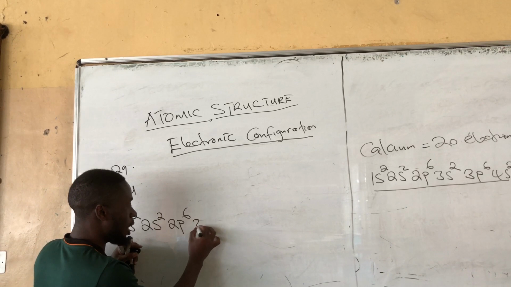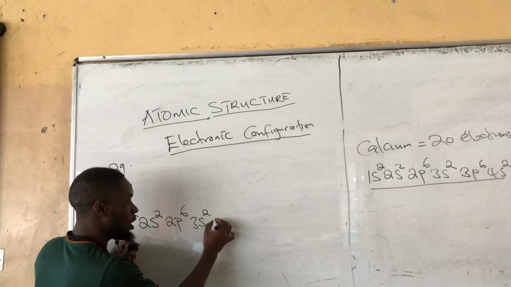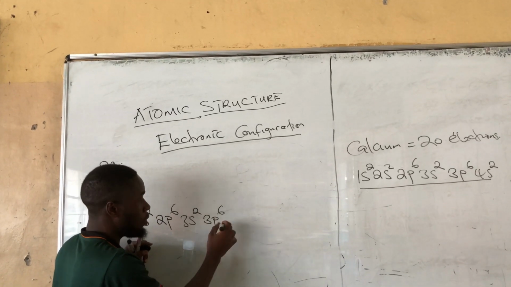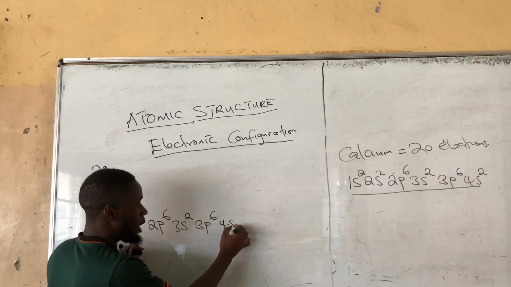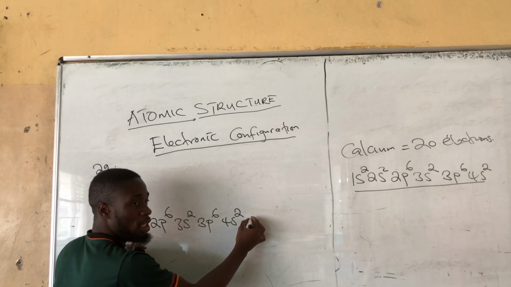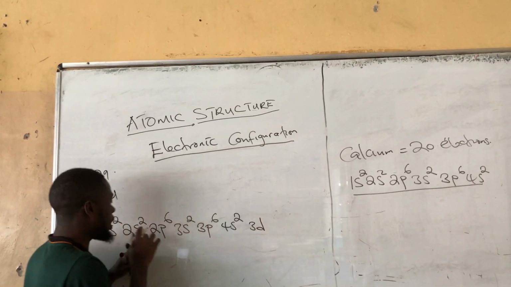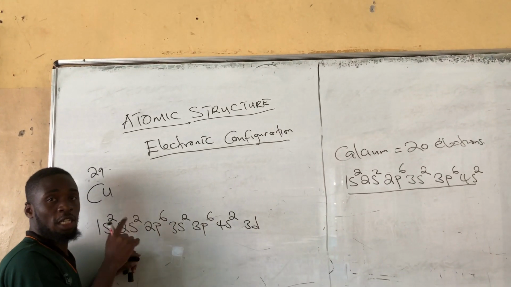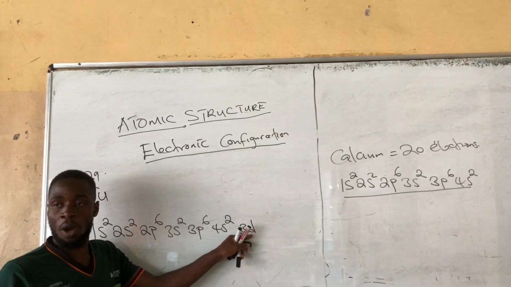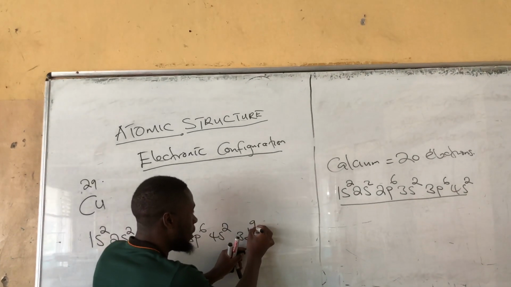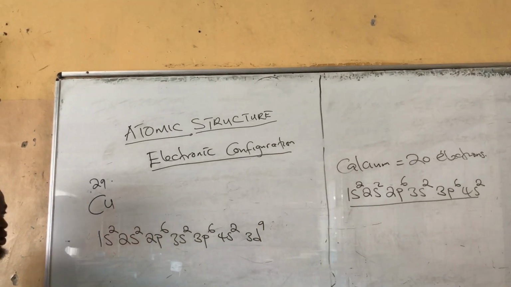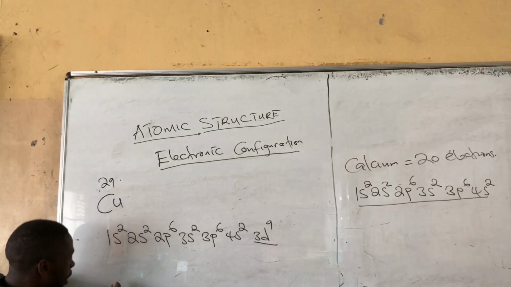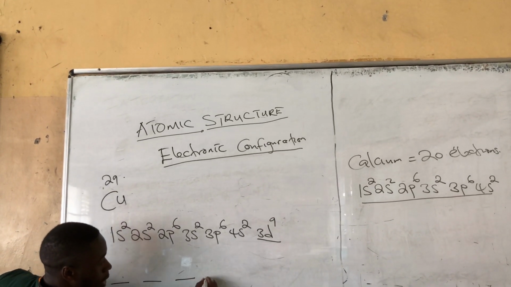From 2p you go to 3s², then 3p⁶, and from 3p you go to 4s¹. Then we go to 3d. Counting 2, 4, 6, 10, 20, we are remaining with 9. The d orbital can hold up to 10, but here we have 9. On the orbital diagram for this d sublevel, there will be five boxes.